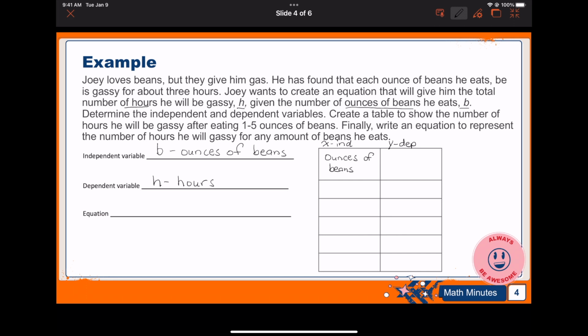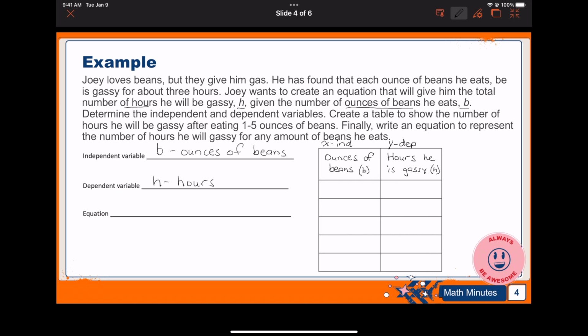And then I will make sure I label that with the variable, which is B. And then my dependent variable was the hours he's gassy. Hold on. Hours he's gassy. That's better. Which is H.